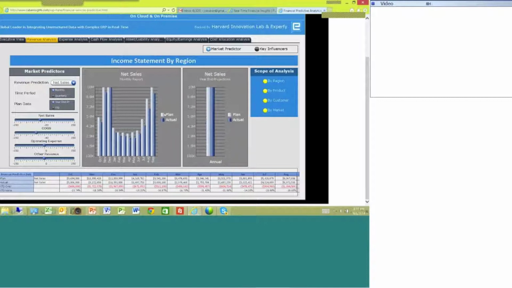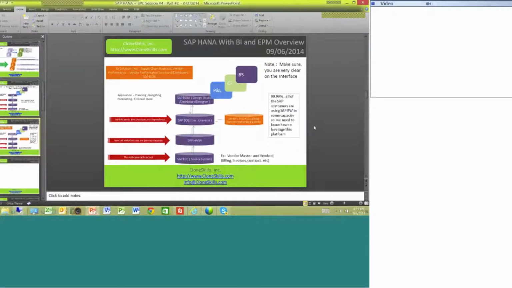So how do we get the plan data? The plan data is from BPC. Since it's BPC, then I need to use BW. So it depends on how deep you want to build a solution, and based on that, various components are used. But the bottom line is that you do need to understand all the moving pieces required to build a solution.